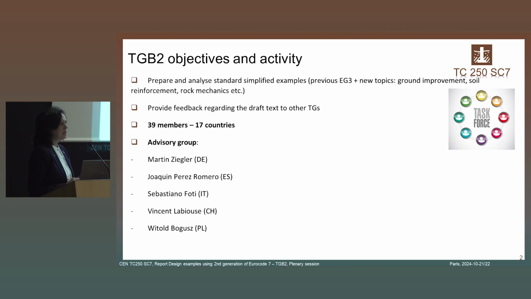So this second task group had as objectives to prepare and analyze standard simplified examples, and mainly to rework the previous examples done by the former Evolution Group 3, and also to add the new topics, that means ground improvement, soil reinforcement, rock mechanics, and others. And also, of course, to provide feedback regarding the draft text.